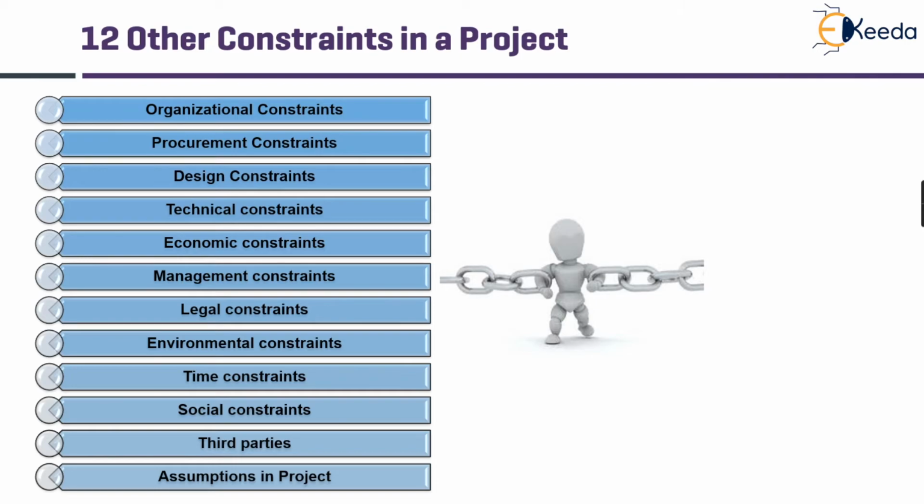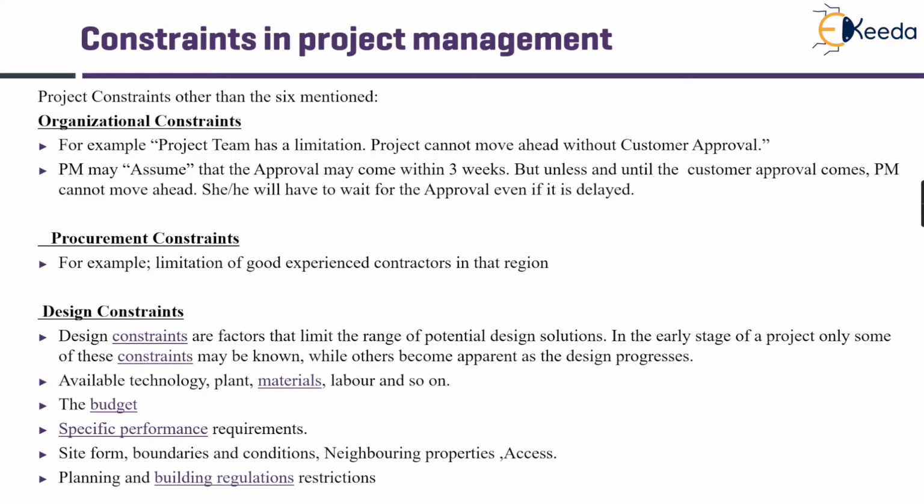Apart from the six major constraints that we have studied so far, there are 12 other constraints to be looked after in a project. These are the organizational constraints, procurement constraints, design constraints, technical constraints, economic constraints, management constraint, legal constraint, environmental constraint, time constraint, social constraint, third parties, and assumptions in project constraint. Each of these will be briefly mentioned.